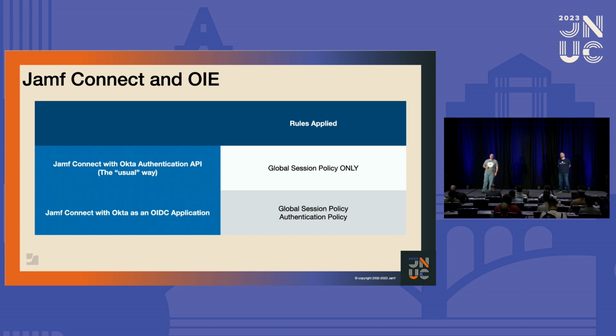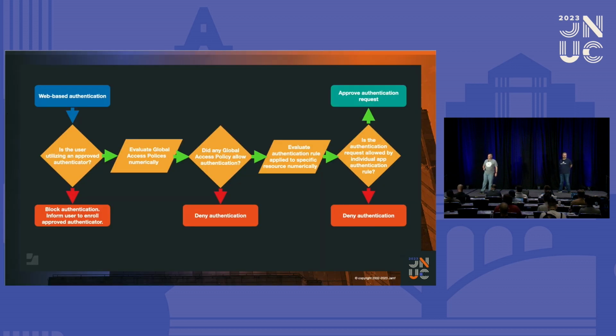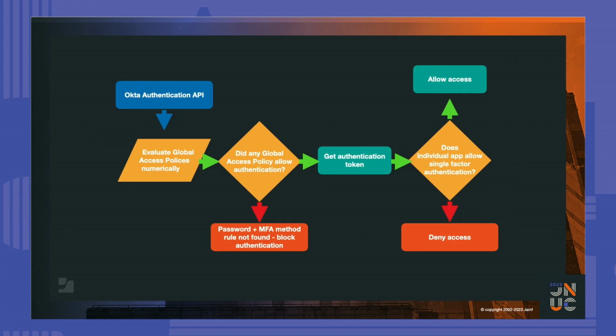So maybe, if I want to have a rule to get in to see the time clock, maybe I don't need MFA. Maybe when I get into all the Macs, I have to have MFA. So if we're going in through this new method, there's our same thing. If we're using the Okta Authentication API in any way, either Okta Classic or Okta Identity Engine as the new piece, it still uses the global evaluation, the global access policy.